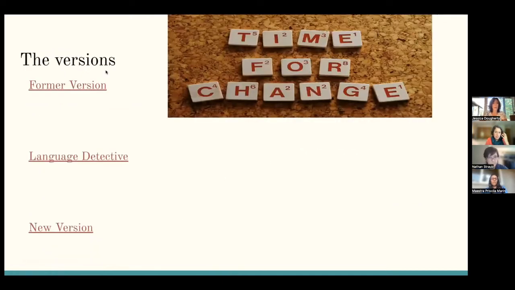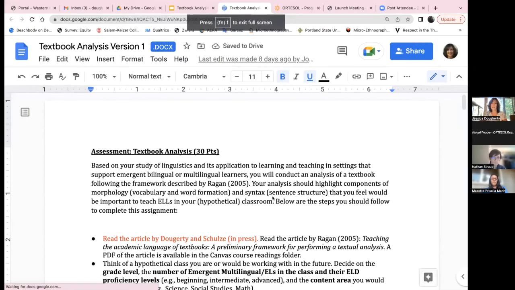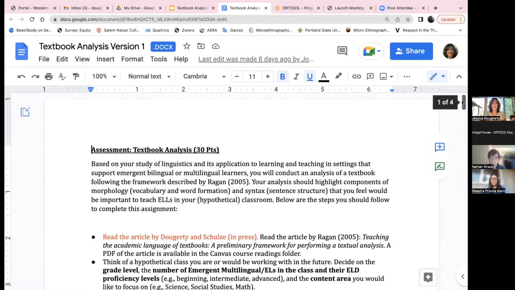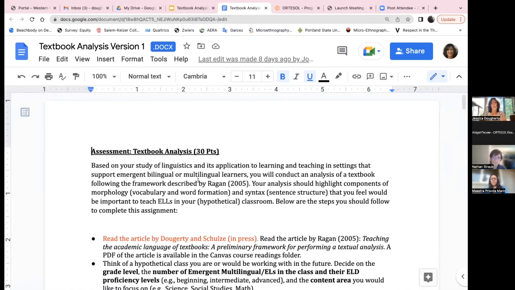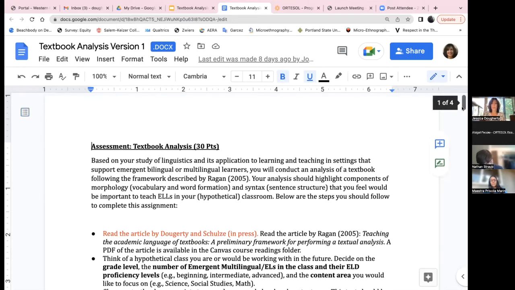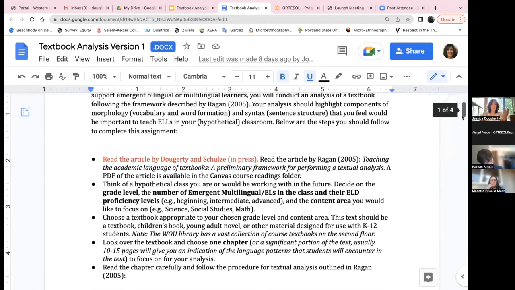So I'd like to open for you the former version of our assignment that looks like this. So it's basically letting students know, based on your study of linguistics and its application to learning and teaching, you will conduct an analysis of a textbook following a framework that's described in an article we're currently using by Reagan. They will analyze and highlight components of morphology, syntax, and why it's important to teach these to ELs in their classrooms. So they follow these steps.